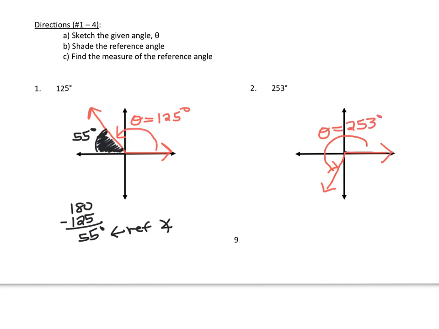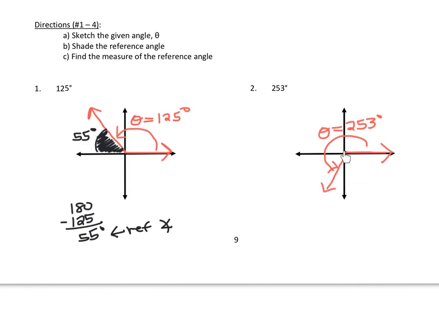Okay, now, part B wants us to shade the reference angle. And again, the reference angle is going to be the angle formed between the terminal side and the x-axis. Now, if we were to go from the terminal side this way to the x-axis, it's going to be an obtuse angle. So we don't want that. We want it to be an acute angle.